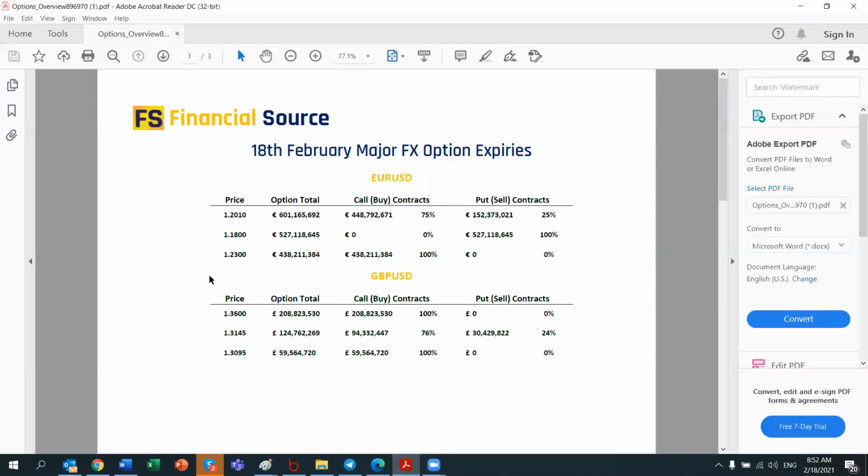And also, secondly, we've got GBP USD right there, and you need to monitor the price. We've got the three prices here: 3600, 3145, and 3095. So you can do the same thing that I have shown you with the Euro USD earlier on. So you want to match the current price of GBP USD towards this one here.